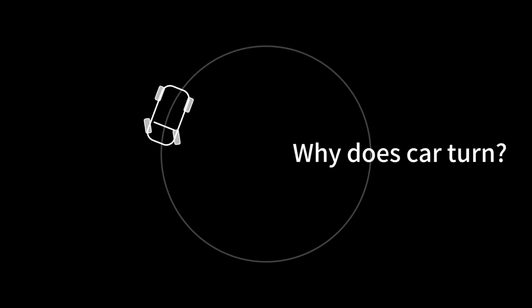What you're watching right now is a simulation of vehicle steering and yaw motion. You turn the steering wheel and the car turns. It seems like common sense. But I want to ask you a question. Why does the car actually turn?